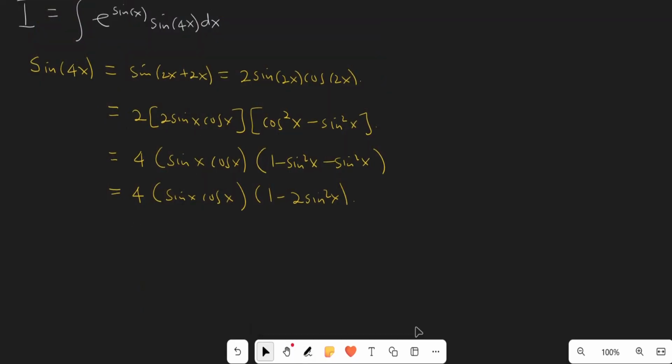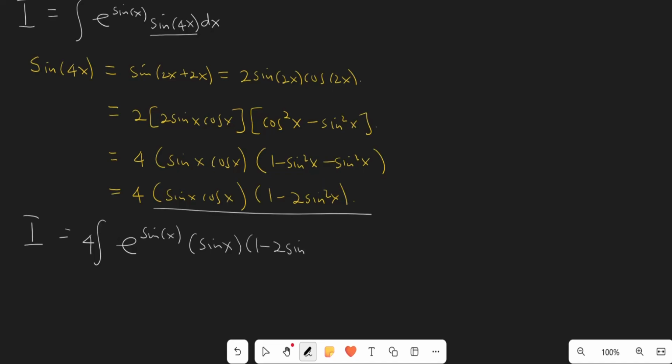Okay, so this is what sine 4x can really be expressed as. This is how I can express it. And now I'm going to replace that in the integral. So this is now the integral of e to the sine of x. This 4 is a constant, so it comes out here. Then I'm going to replace sine of 4x with this one. 4 is already out, so I'm left with sine of x multiplied by 1 minus 2 sine square of x. And then I'm going to bring cosine of x dx here.